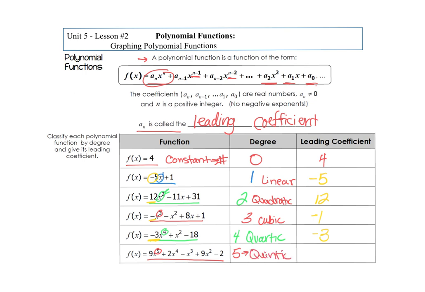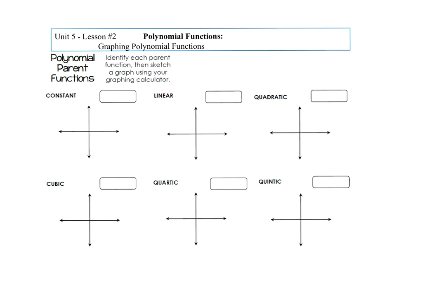And the leading coefficient is the number in front of that, so that would be 9. Now, each of these types of functions with their different degrees make a different type of line when graphed. So we're going to go over the parent function, which gives a general shape of each type of degreed function or polynomial. And remember, the parent function is just like the basic setup for each type of function.